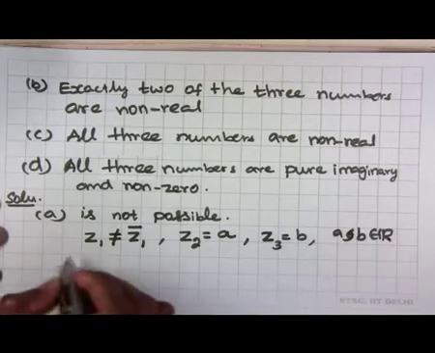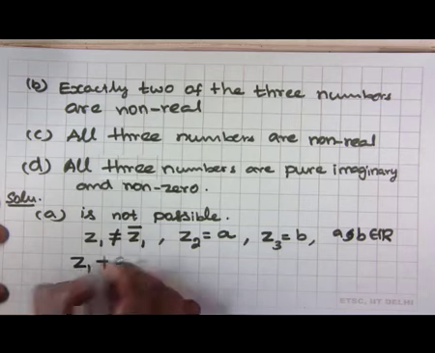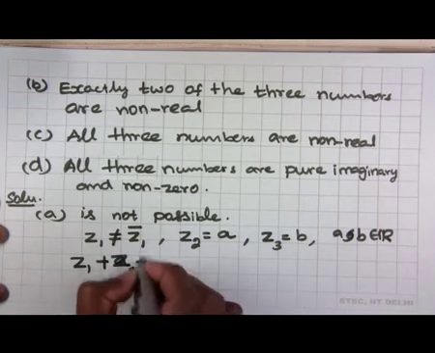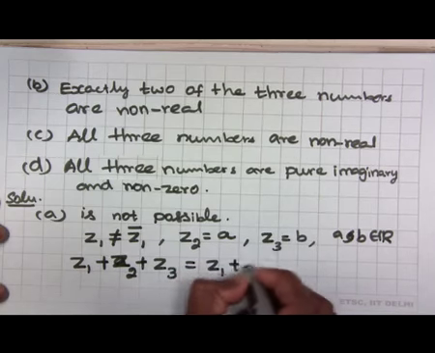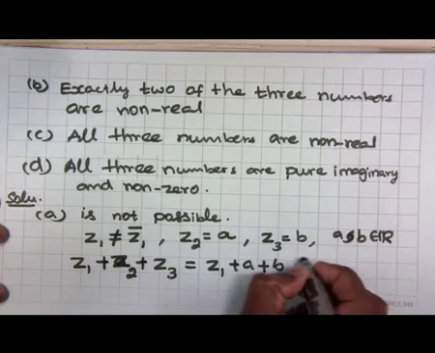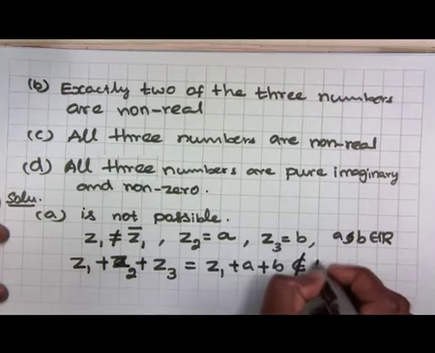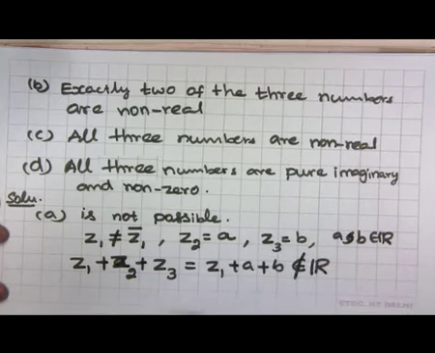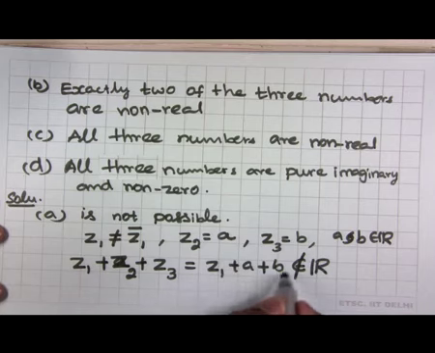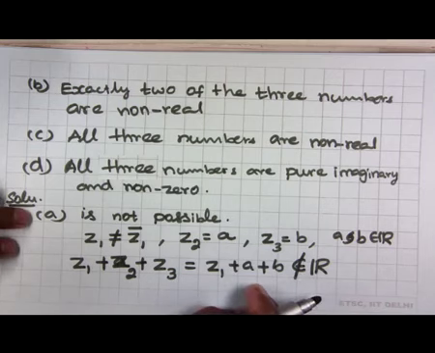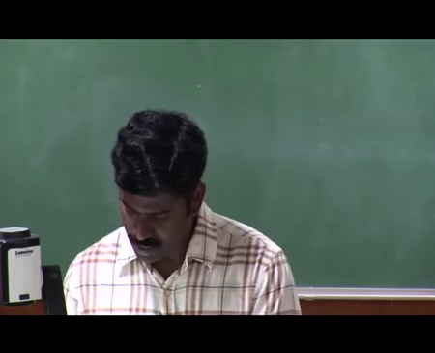Then immediately I see that Z1 plus Z2 plus Z3 is just Z1 plus A plus B. Certainly it is not a real number. The reason is Z1 contains an imaginary part which is not cancelled by any other term. So that remains as it is, which means it is not a real number. So, the possibility of A is ruled out. Let us see the possibility of B.